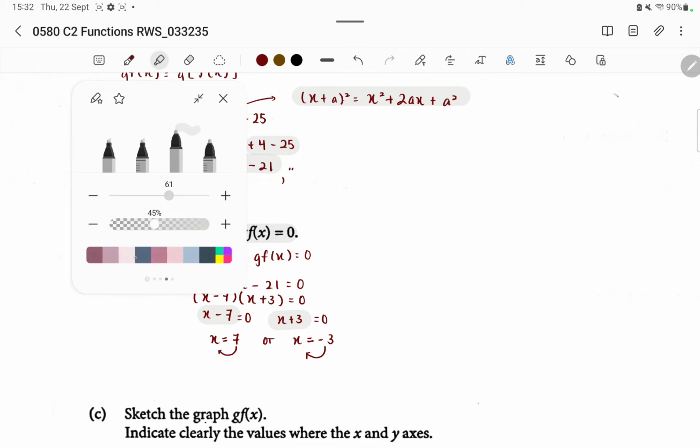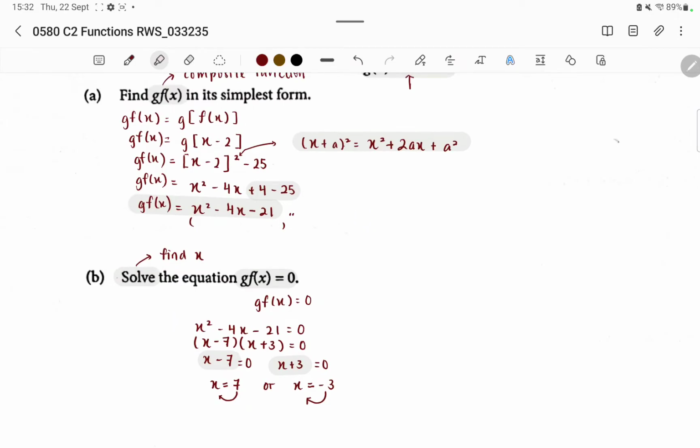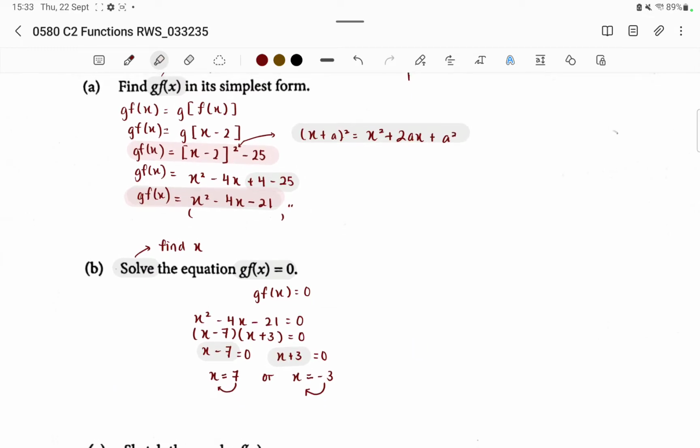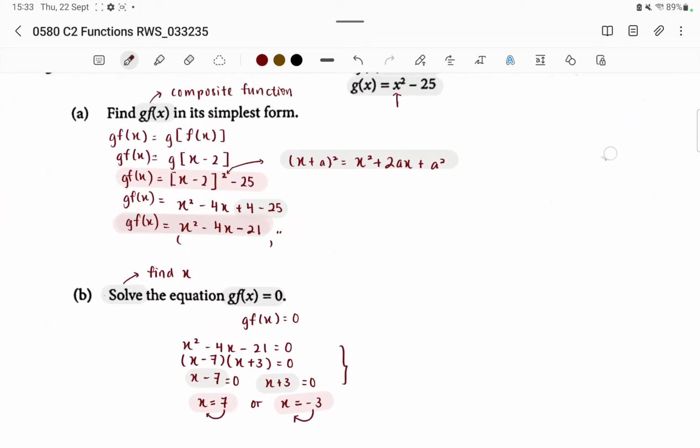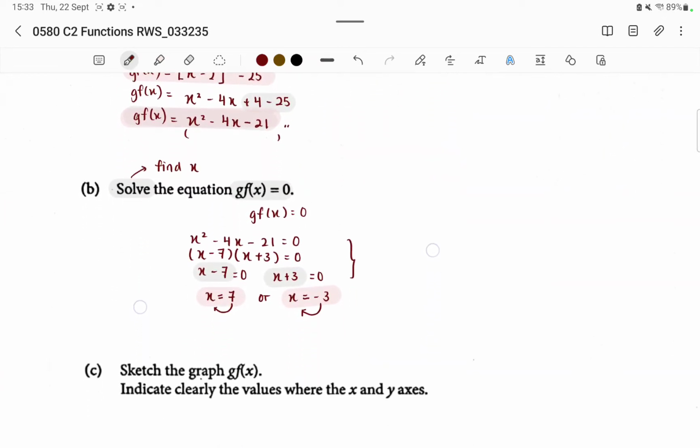Okay, let's look at A and B first. For A, first mark should be at here. Second mark is your final answer. And then for B, first mark, second mark, but you have to do all the workings. I assume that you're already done writing. So let's look at C.